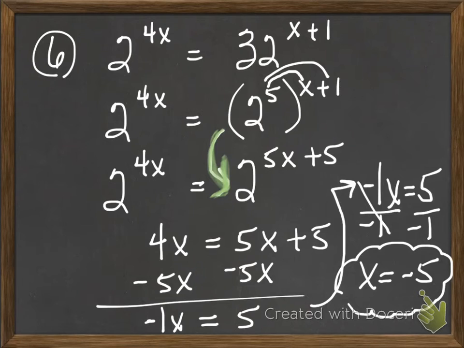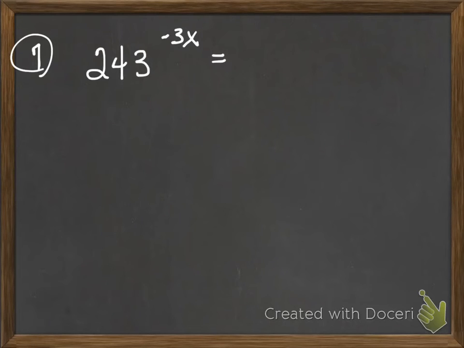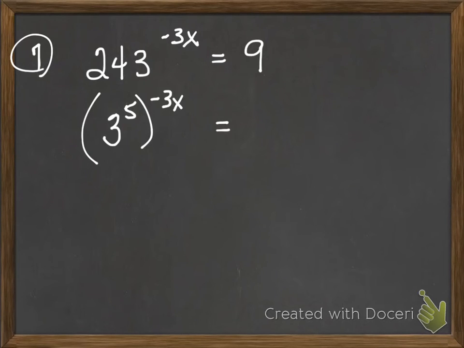All right, last one. Everybody got 6? All right, last one for the day. We'll be done. Number 7. 243. Oh, did you memorize that number? 243. It's 3 to the 5th. Y'all are so smart. So 243 is really 3 to the 5th. And 9 is 3 to the 2, or 3 squared. So that means we're trying to write both sides with a base of 3.